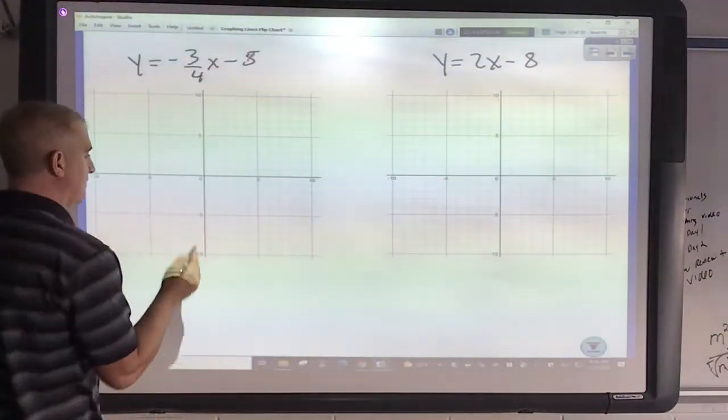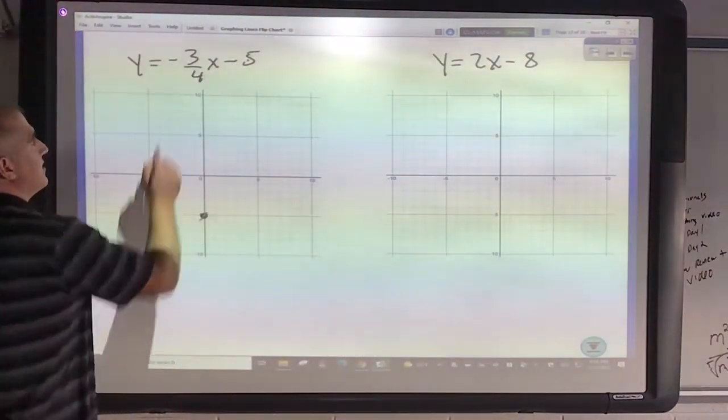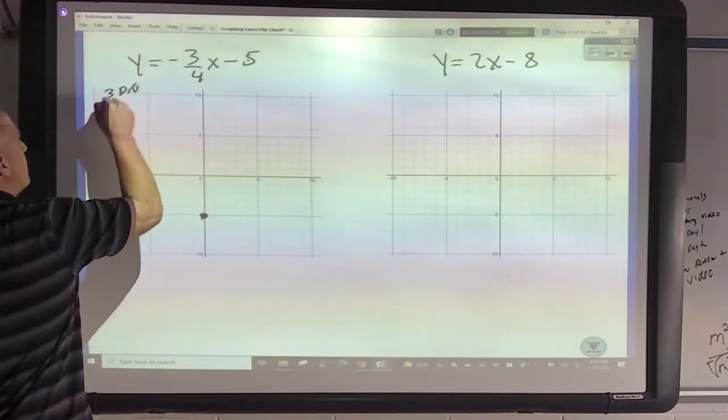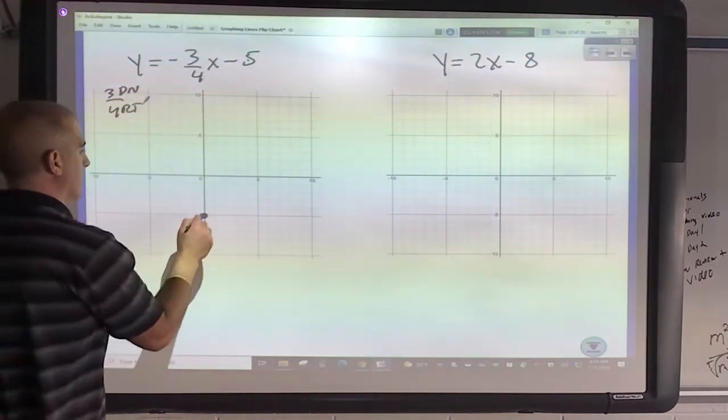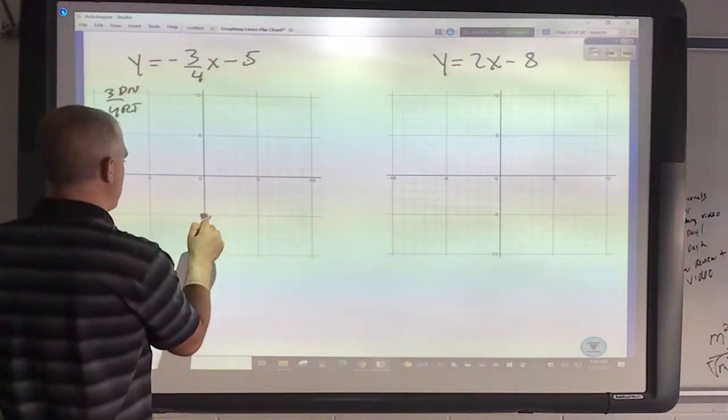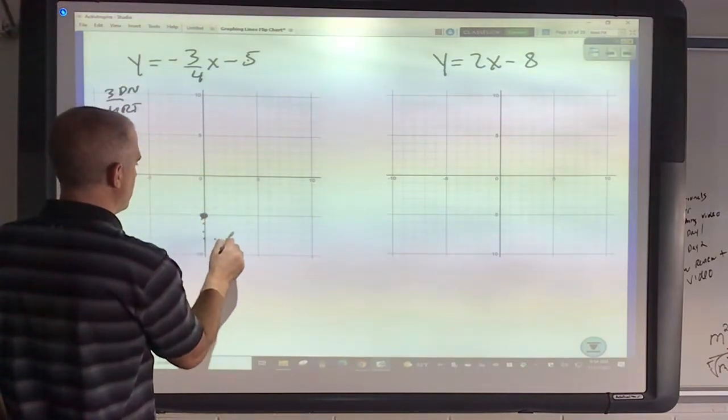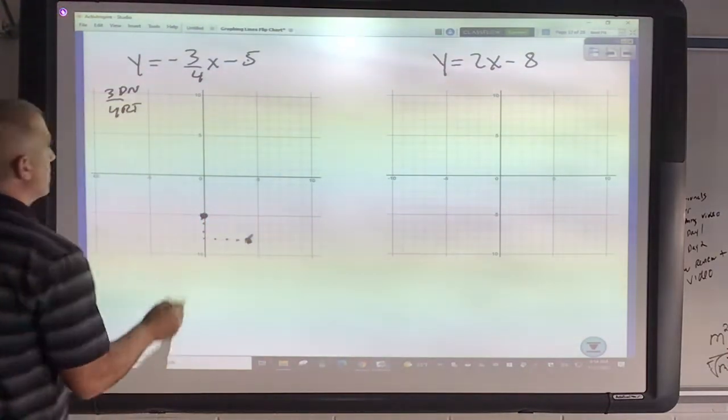-3, 4x minus 5. So -5 on the y-axis. That's going to be 3 down, 4 right. So 1, 2, 3. 1, 2, 3, 4.